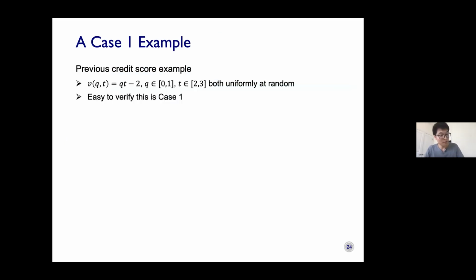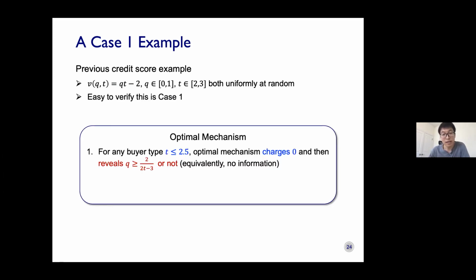Okay, so for the remainder of the time, I'll just give you a simple example of what the optimal mechanism is roughly like in a concrete instance. This is the credit score example I gave before. The buyer's pay function for action 1 is qt minus 2. Let me assume Q is drawn from the 0, 1 interval uniformly at random, and T is drawn from 2, 3 also uniformly at random. It's very easy to verify that this is actually case 1 in the optimal mechanism. Applying the theorem, you can get the following optimal mechanism.